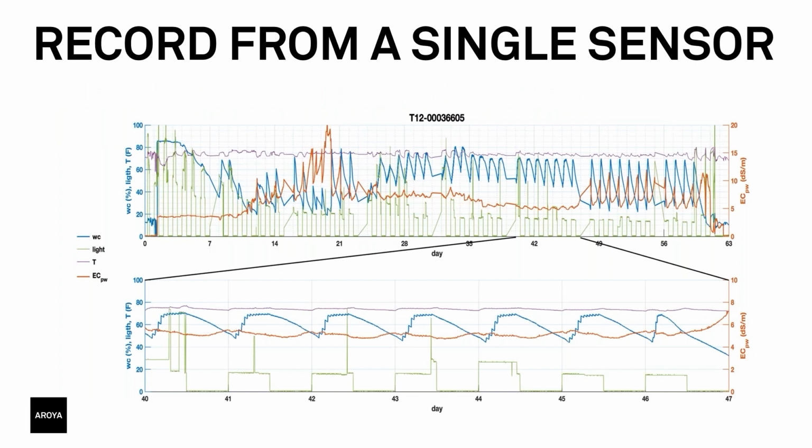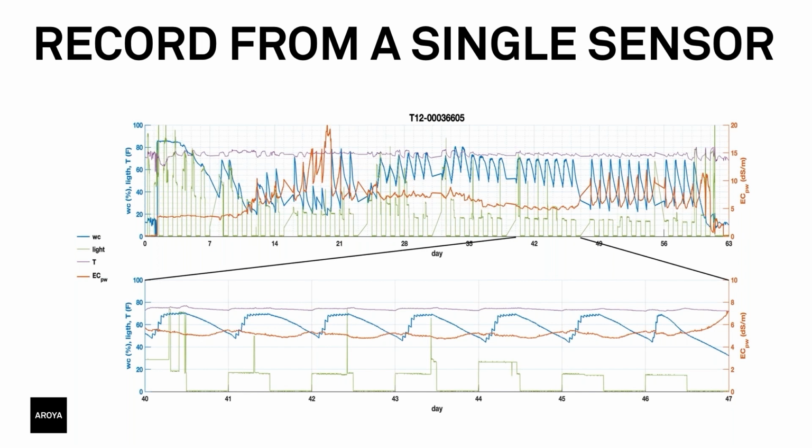Now in this upper graph, I show just a single record from that set of records that we saw in the last slide. The lower graph is an expanded view of just 1 week of those data. The green line is a record of the light sensor, and that's below the canopy. And so you can see early on in the crop cycle, when there isn't much canopy, the light's high, and then later on the light decreases as the canopy develops.